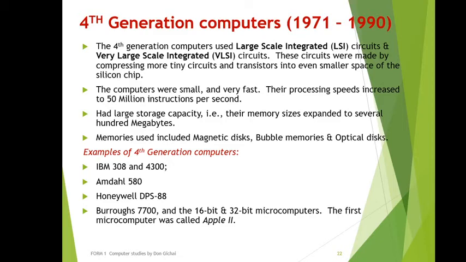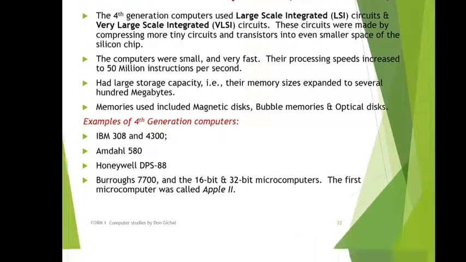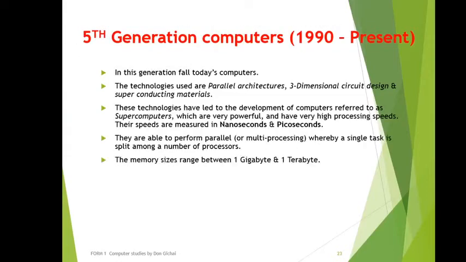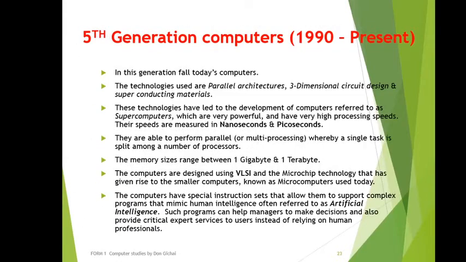Examples we had are IBM 308, IBM 4300, Amdahl 580, Honeywell DPS 88, Burroughs. Those are some of the examples of those machines. Then we have the fifth generation of computers, that is years 1990 to present. In this generation, today's computers fall here. The technologies used are parallel architectures, three-dimensional circuit design, and superconducting materials. We call them superconductors. Also, these machines support artificial intelligence or AI.